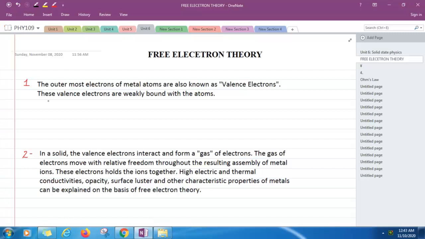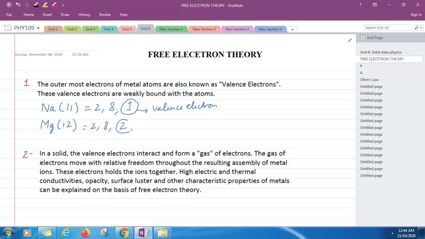So let us take one example, sodium metal. What is the atomic number of sodium? 11. Write the electronic configuration: 2, 8, 1. This one is basically the valence electron. And this electron is weakly bound with the sodium atom, according to this free electron theory. We can take another example, magnesium. What is the atomic number? 12. 2, 8, 2. These 2 are the valence electrons.